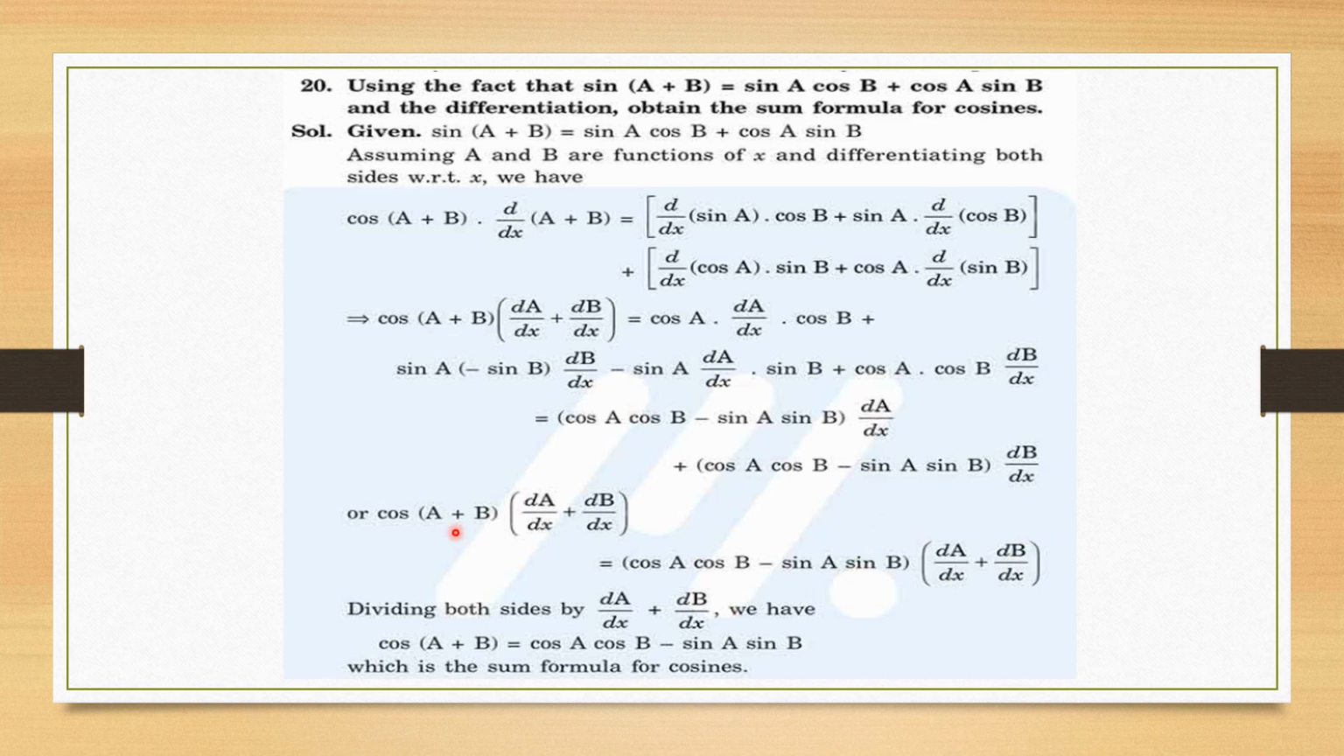So this term will be cancelled, or we can see by dividing by dA by dx plus dB by dx, I'll get cos of a plus b equal to this. And you see, the formula for the sum of sines is converted to the formula for the sum of cosines.